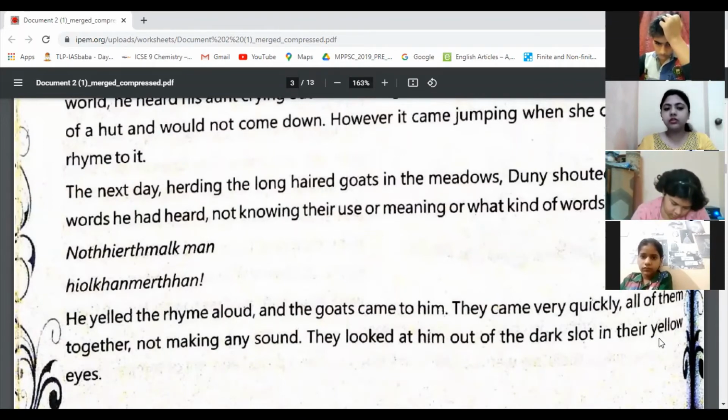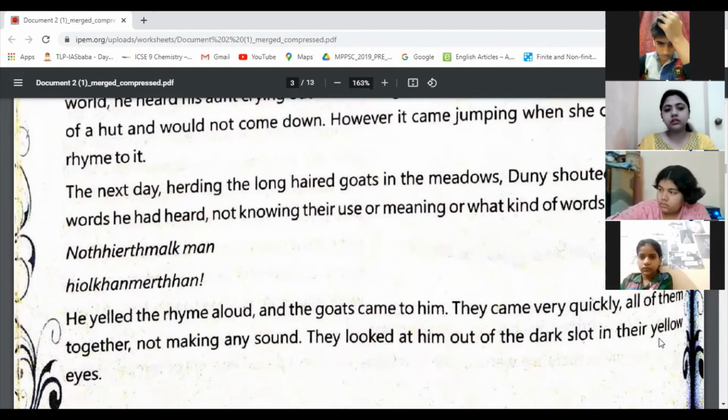So Duni was also one such boy. He was 7 years of age, and when he saw this magic and his aunt casting a spell on a goat, he was very surprised and amazed. So the next day, while he was herding the long-haired goats in the meadows, he also tried to shout those words at them.